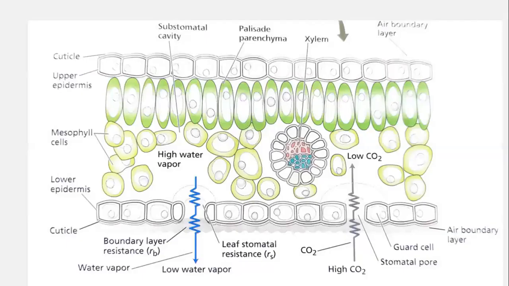Well, this is the leaf anatomy, which is indicating the loss of water in the form of vapor from high water vapor in the leaf internal structure to the surroundings, where there is low water vapor, by diffusion, and in the meantime, the exchange of carbon dioxide, that is from outside to inside, is observed.